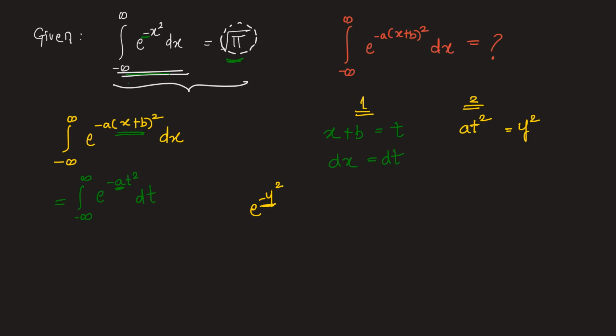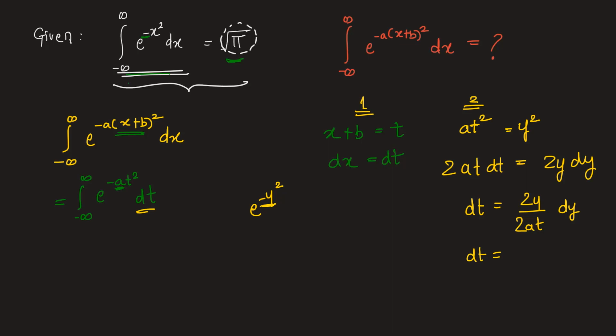So making this substitution, we'll have to differentiate this because we need to find the value of dt also. Differentiating this, we have 2 times a t dt will be equal to 2 times y dy. Now dt will therefore be equal to 2 times y upon 2 times a t dy. This turns out to be dt equal to y by a t dy. Now we need to eliminate t from here because that's the point of substitution. There should be no term containing t in the new integral. All terms should only contain y.